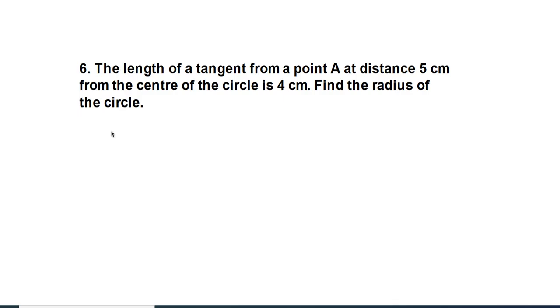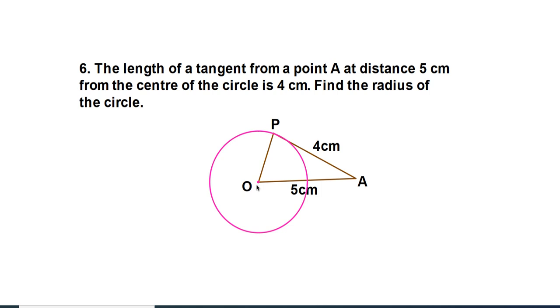Here is question number 6. The length of a tangent from a point A at a distance 5 cm from the center of the circle is 4 cm. Find the radius of the circle. Let us draw the figure. Let O be the center and AP be the length of the tangent. The length of the tangent is given as 4 cm and the distance from the center to the point A is given as 5 cm. You have to find out OP. Here OP is perpendicular to AP, since the tangent is perpendicular to the radius. So in right triangle OPA, by using Pythagoras theorem you can find out the length of OP.